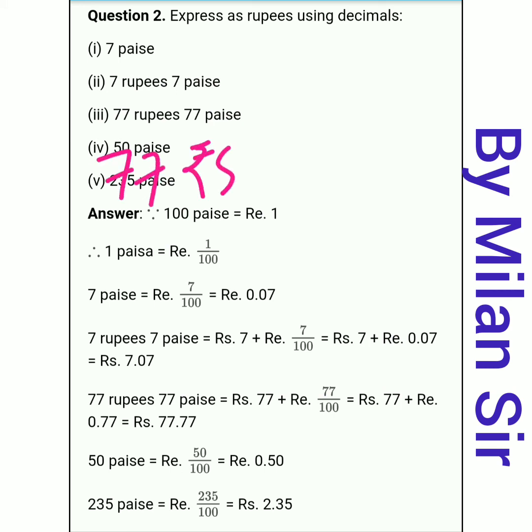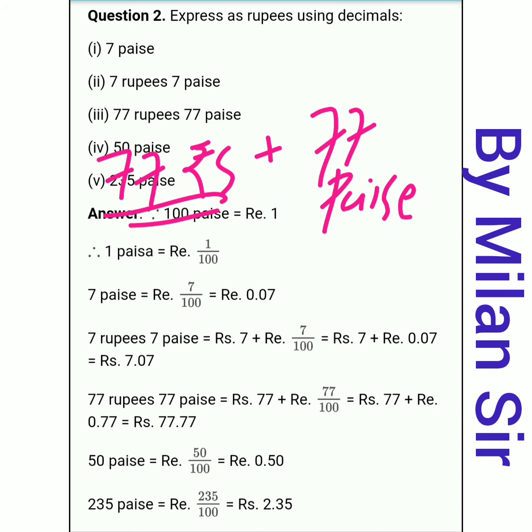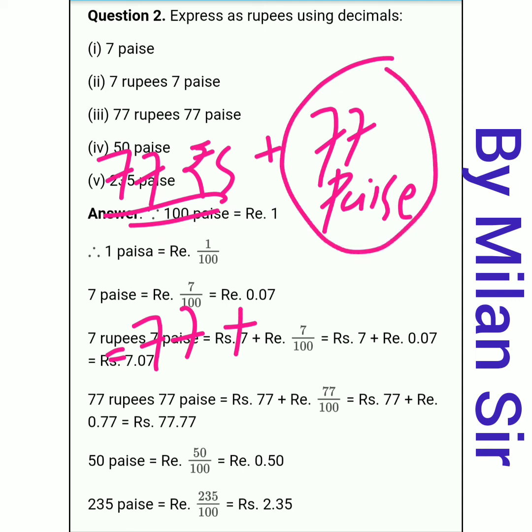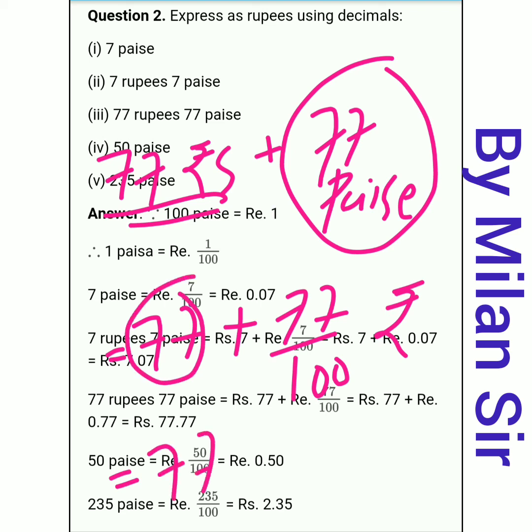Then question number 3, 77 rupees and 77 paisa. So we can add it, 77 rupees plus 77 paisa. Now this is already in rupees, so we do not need to convert it. So 77 remains as it is. Here 77 paisa we need to convert into rupees, so we need to divide it by 100. So it will be converted into rupees. Here 77 as it is.